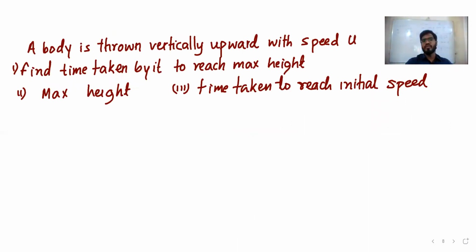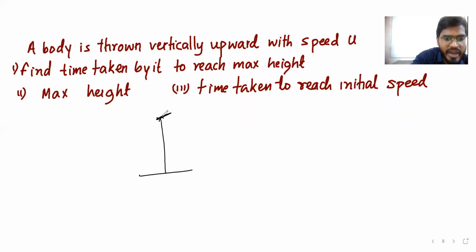Now a body is thrown vertically upward with a speed u. Find the time taken by it to reach the maximum height. Guys, at maximum height, suppose from here you are throwing, then at maximum height here, v is going to be 0. u is what you throw with, right?